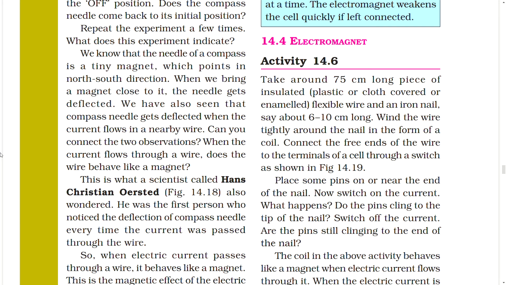Electromagnet activity. 14.6 Do this. Take around a 75 cm long piece of insulated plastic or cloth covered or enameled flexible wire and an iron nail, say about 6 to 10 cm long. Wind the wire tightly around the nail in the form of a coil. Connect the free ends of the wire to the terminals of a cell through a switch as shown in the figure.